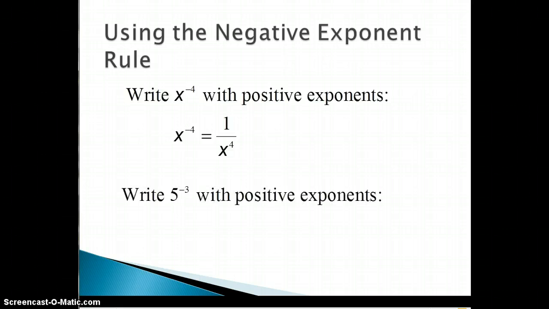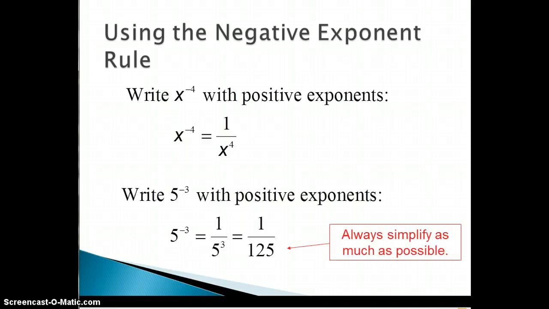What about 5 to the negative 3? Let's rewrite that with positive exponents. So again, since there is no fraction bar, the 5 to the negative 3 is in the numerator. So we can rewrite it with a positive exponent by moving it to the denominator. That changes the exponent to a positive 3. And we put our 1 in the numerator. And then of course, if the base is a number, we can simplify further. So we always want to make sure that we simplify as much as possible. So 5 cubed is equal to 125. So our final answer is 1 over 125.